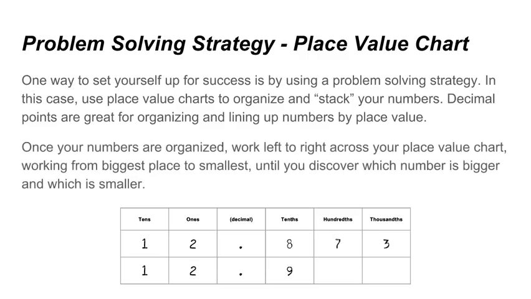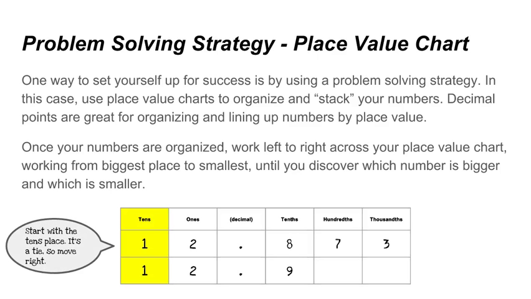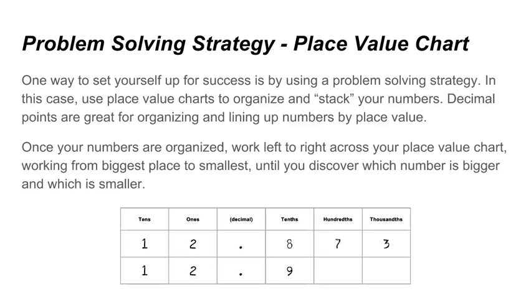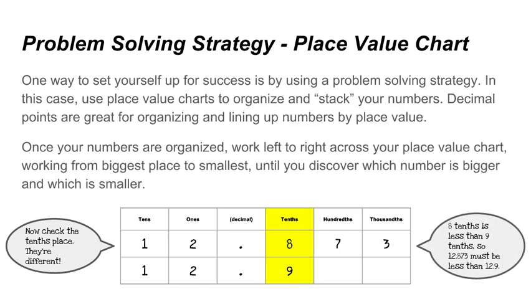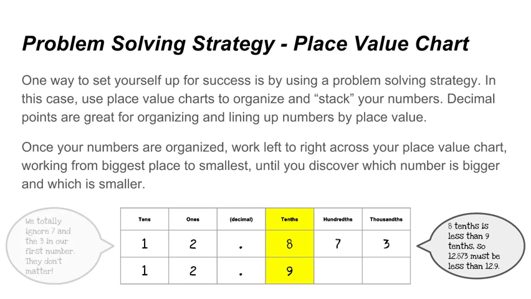Once your numbers are organized, work left to right across your place value chart, working from biggest place to smallest, until you discover which number is bigger and which is smaller. Start with the tens place. It's a tie, so move to the right. Now check the ones place. It's a tie, so move to the right. Now check the tenths place. Oh, they're different. 8/10ths is less than 9/10ths. So 12 and 873 thousandths must be less than 12 and 9/10ths.